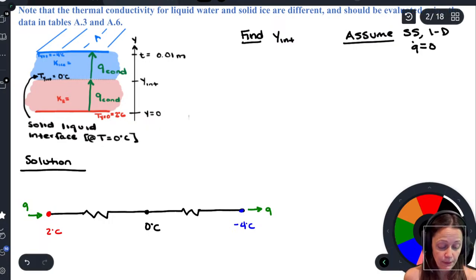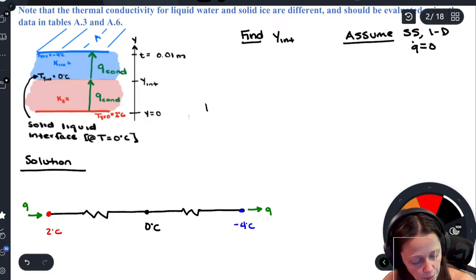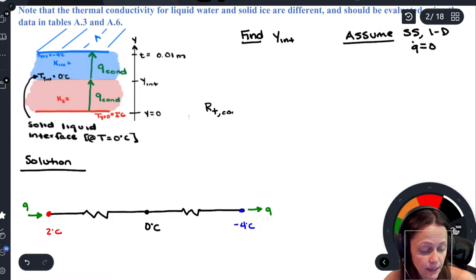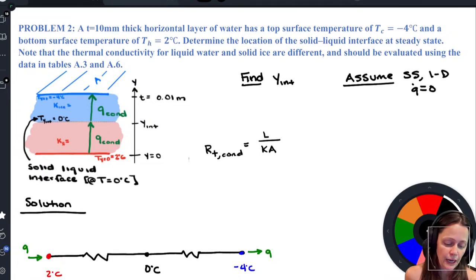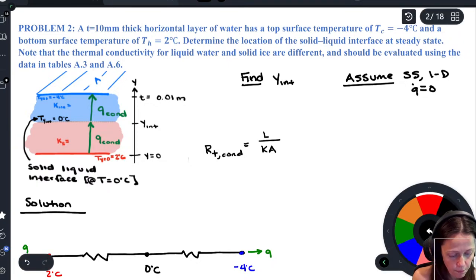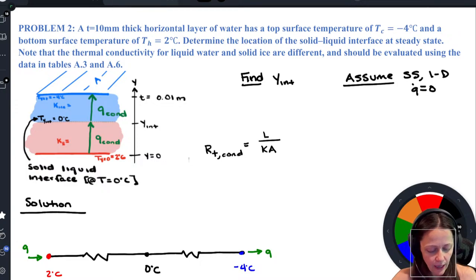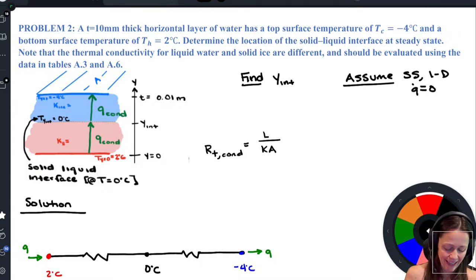All right, so then remember my thermal resistance, if it's by conduction, and you can find this on your equation sheet, is L over KA. Now, it does say that the thermal conductivity for liquid water and solid ice are different. We need to make sure that we pay attention to that, and we need to evaluate those using the data in A3 and A6. So let me draw it. So we have a K_L, K for the liquid, and K_ice for ice. The area for both of these is the same. I don't know what that area is, but maybe it's okay.